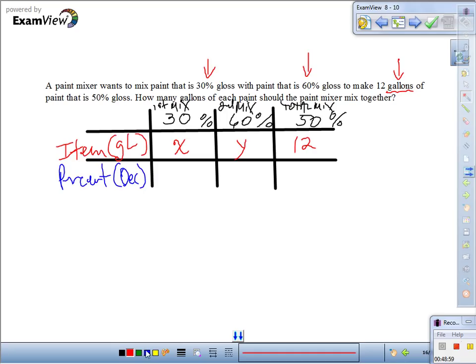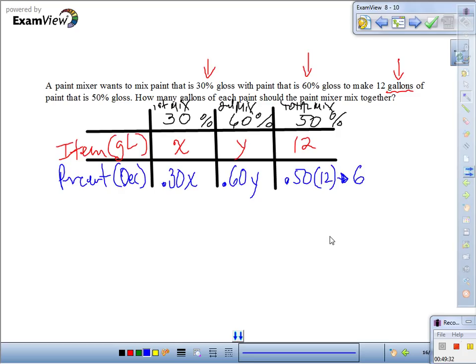Next. 30% in decimal is 0.30, and we bring down the X because we don't know how many gallons that came from. What is the next one? 0.60Y. Next one, 0.50. Do we know how many gallons came from that one? 12. That is correct. So what is 0.50 times 12? That is 6.